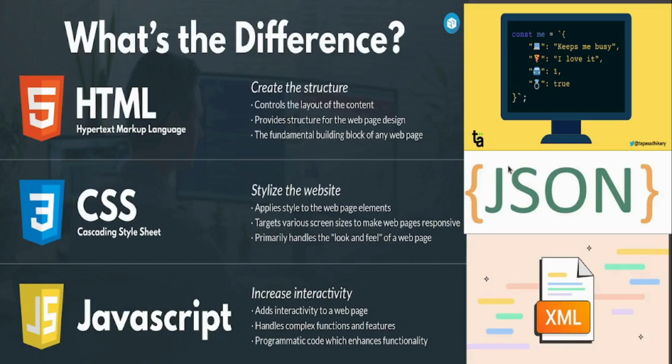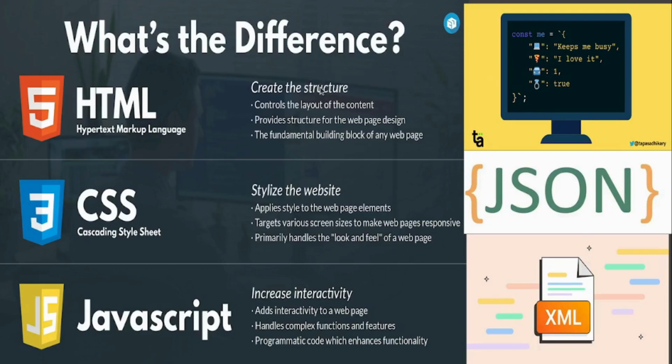And so here we have our file formats. We have HTML. As I said, HTML, CSS, and JavaScript are the most important front-end tools that are mostly used. We have HTML, which controls the layout of the content, and it provides the structure of the web page design, and it is the fundamental building block for any web page. We have CSS for styling the website. We have JavaScript for interactivity of the web page, and it handles the complex functions and features of the web page.